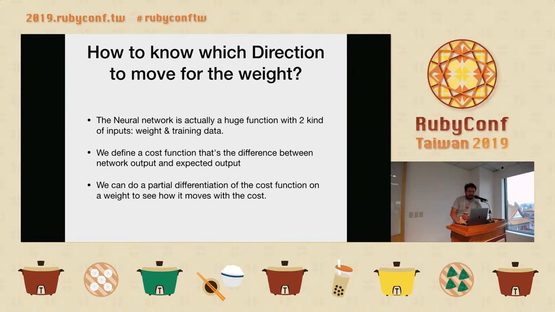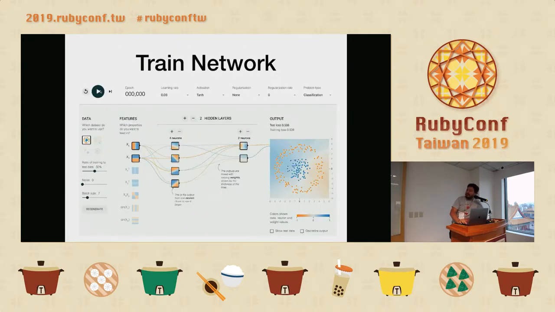So how do we train the neural network? Basically, we define the cost function. That's the difference between the network output, the one we calculated, and the expected output. In this case, the expected outputs are the real data points, and the outputs we calculate are the areas with colors. So we try to minimize the difference between our calculated output and the real data.